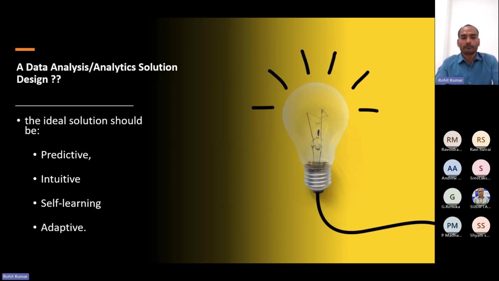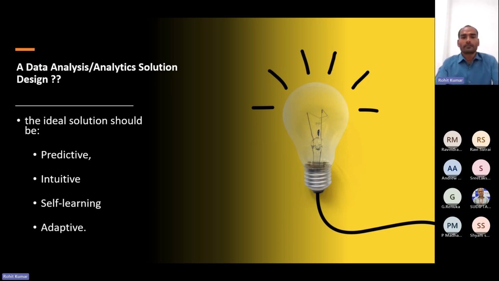Secondly, it must be intuitive, means based on intuition, it should work. Based on some sort of past learning, it should have some sort of recognizance, means some sort of ability to take decisions. It should be intuitive. Additionally, it should be self-learning. It's not enough that it had some past knowledge and based on that it is working. It should have the continuous ability to learn from the environment.